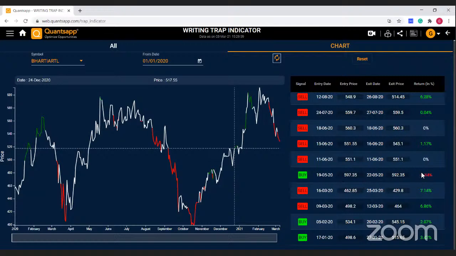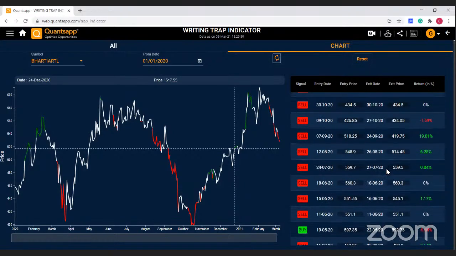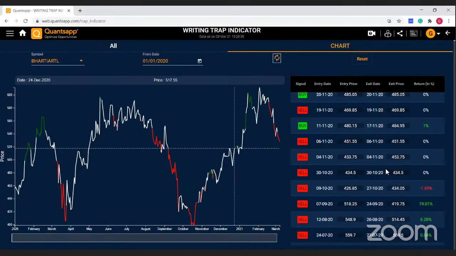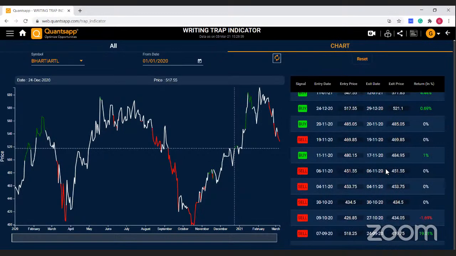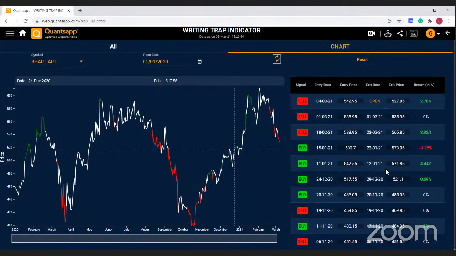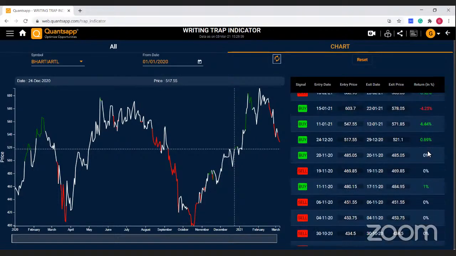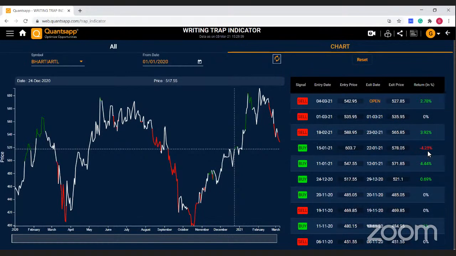Then there was a small dip from May 19th to 22nd, where nearly a percent of loss was shown. Apart from that, you can see that most of the time the signals this tool has given were on a good note. Losses are there and will always be. If you are looking into this tool, trading on the basis of the trap indicator, which I say is fabulous, even then keep your stop loss at 1% or 2% of the invested amount. So this is one tool which you can look at.